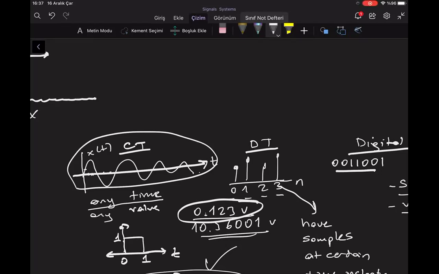In order to convert it and use it in my computer, in my Arduino, in my STM32 microcontroller, or in MATLAB, I have to first convert it into discrete time, then to digital. Because our digital devices only understand zeros and ones. That's their language. They only understand binary language. They cannot understand 0 volt, 5 volt, 2.5 volt, something like that.